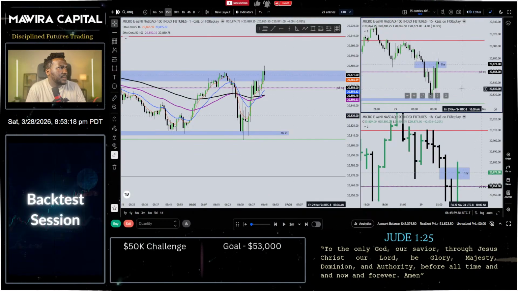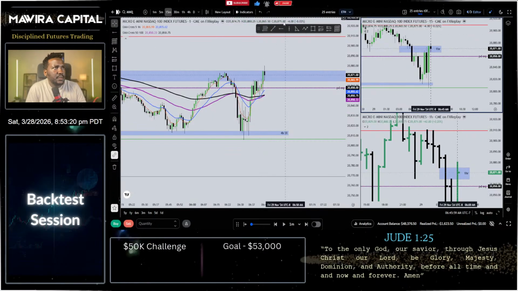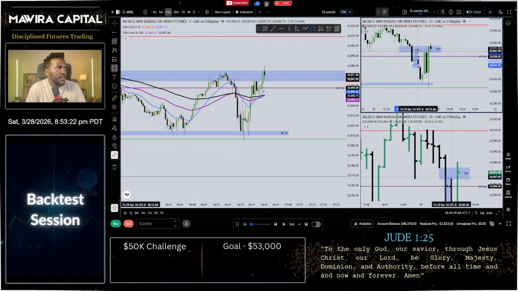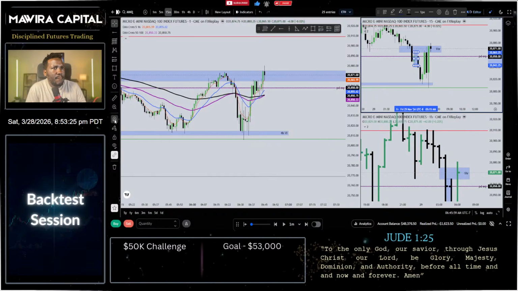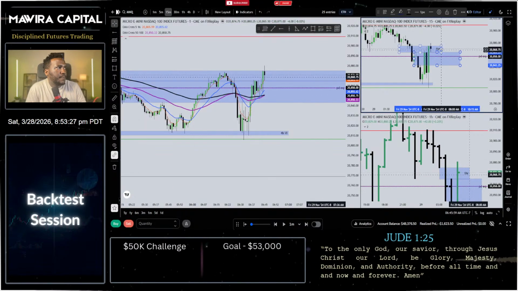Look at this, guys, look at this. So looking at this alone, I already see a zone here. Look at that low to the high. I'm gonna put this to the side.